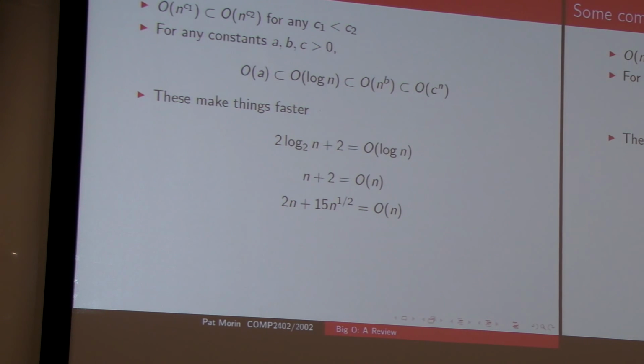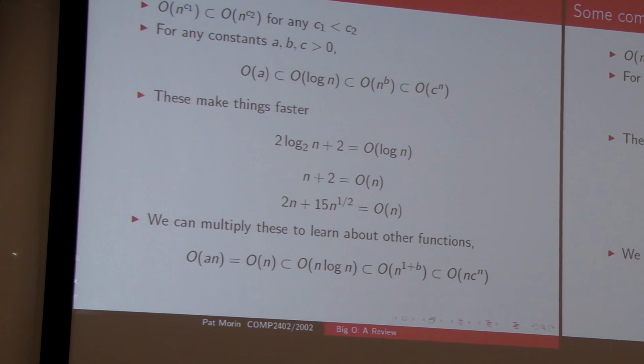Yeah. So the very first one says that n to the power c1 is a subset of n to the power c2 as long as c1 is less than c2. And what do we have here? We have n to the 1, and we have n to the 1/2. So 1/2 is smaller than 1, so the whole thing is in O of n to the 1, which is O of n. So these sorts of shortcuts usually are all we end up using.